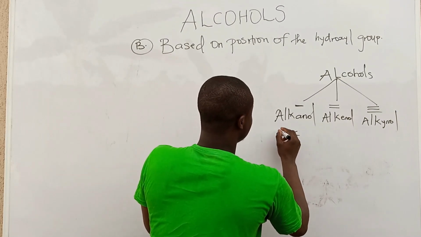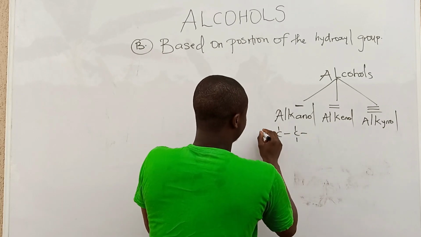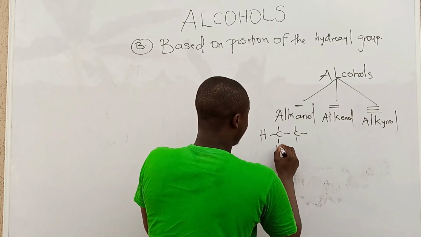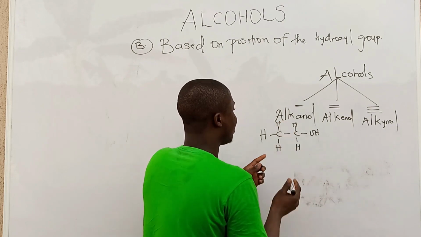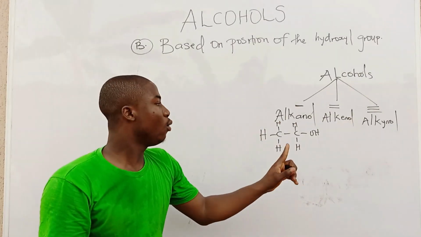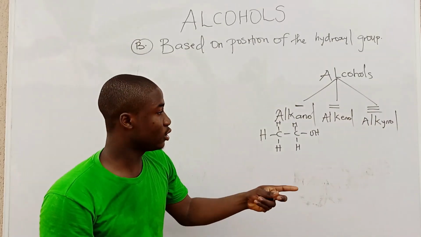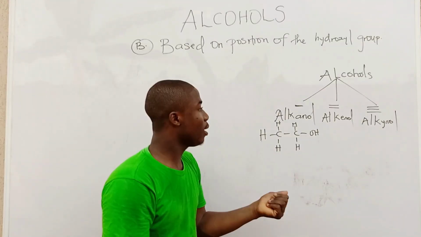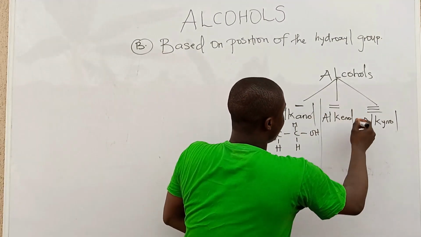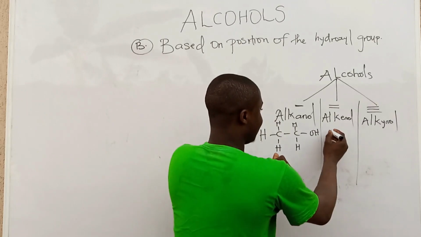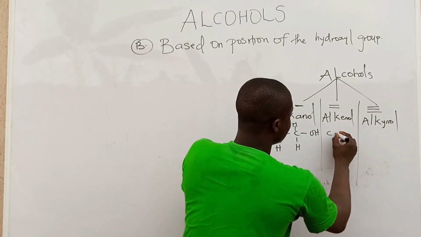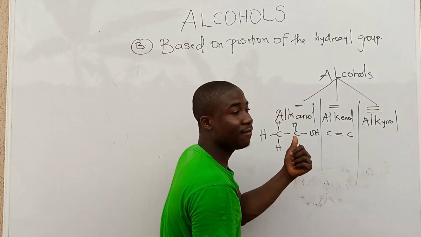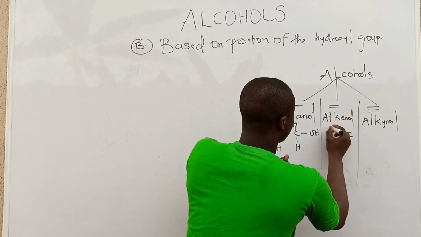Basically, let's draw a structure using ethanol as an example. This is ethanol. You can see here that ethanol has single bonds, so it's regarded as an alkanol. Whereas talking about the alkenols, we see an example using the 2-carbon compound, which is simply this. But now it will have a double bond and is drawn like this.